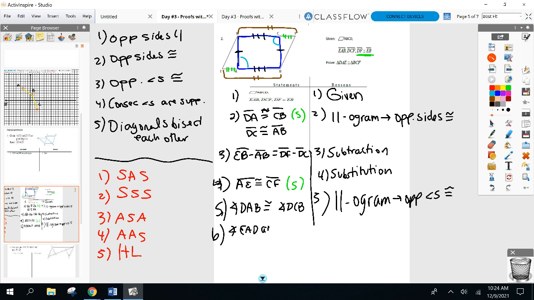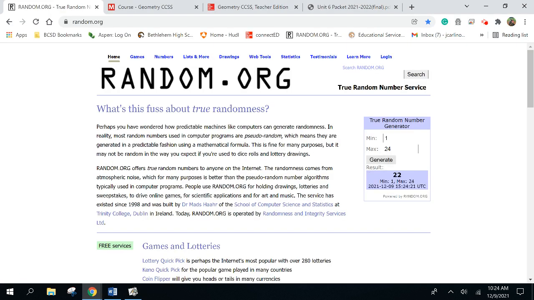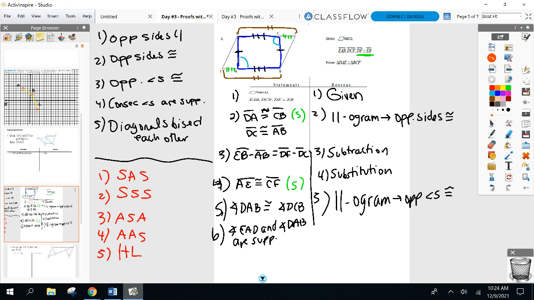Angle EAD and angle DAB, yes, are supplementary. There's one pair supplementary. Give me the other pair that's supplementary. BCF and BCD. DCB and BCF are supplementary.